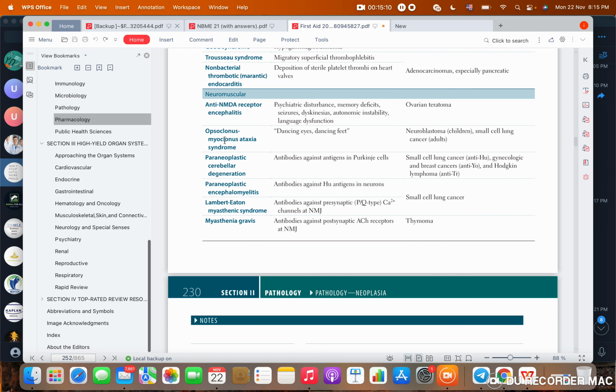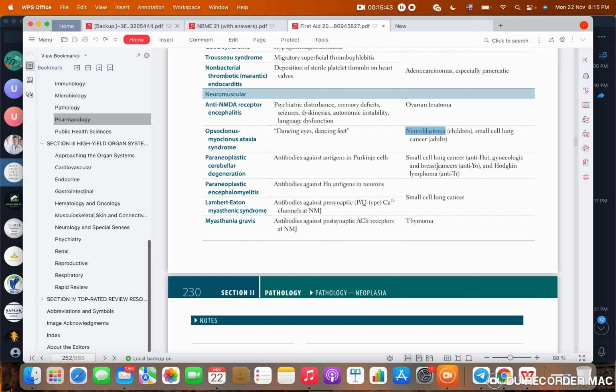Okay, the next one is opsoclonus myoclonus ataxia syndrome, which is dancing eyes, dancing feet. Remember this neuroblastoma? Which additional paraneoplastic syndrome did the patient with neuroblastoma have? I told you about it today. A neuroblastoma patient can have another paraneoplastic syndrome on their face. What was it? The raccoon eyes, exactly, the raccoon eyes.